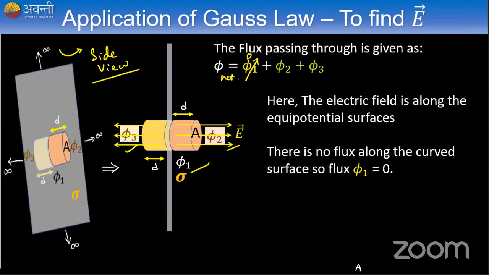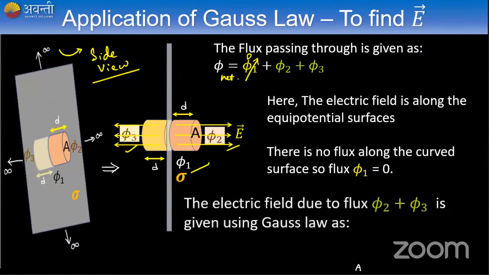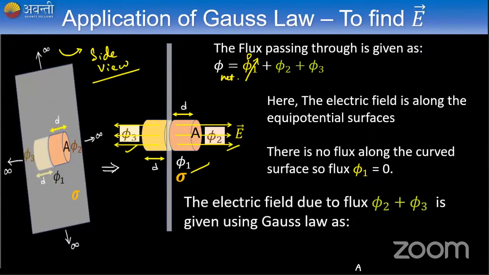So here, the electric field is along the equipotential surface, and hence there is no electric flux due to phi1, but there will be electric field due to phi2 and phi3. Now if we want to calculate its magnitude, how can we find it? Can we apply Gauss's law on these two surfaces for phi2 and phi3? Can we apply Gauss's law to find the electric flux?